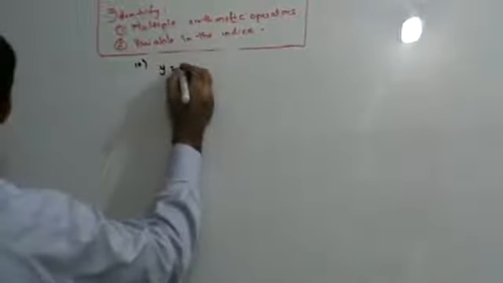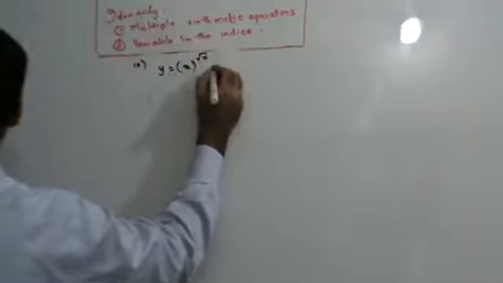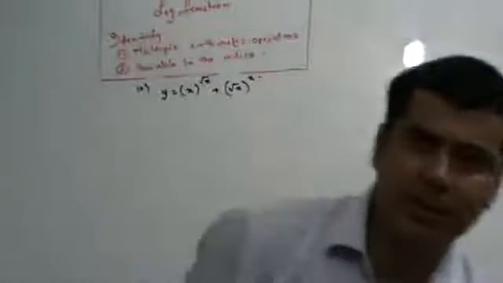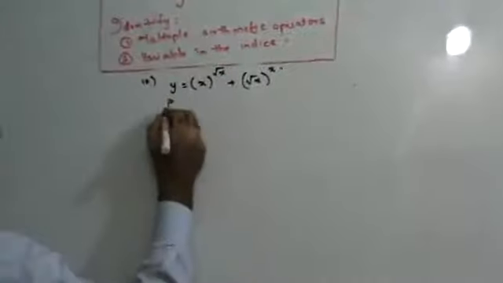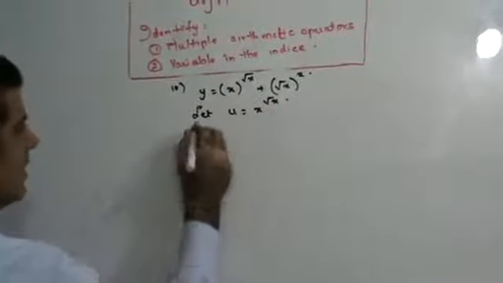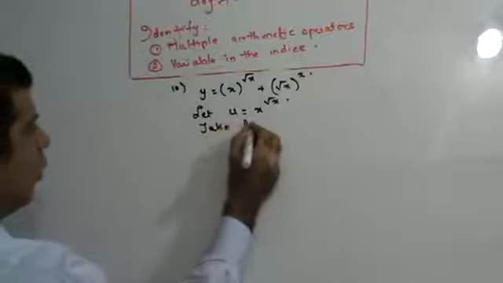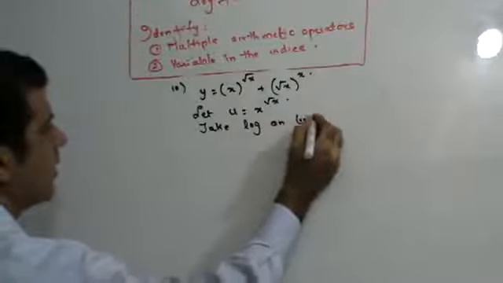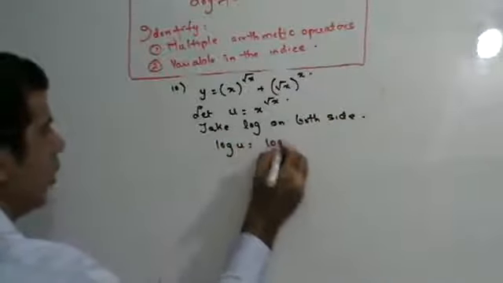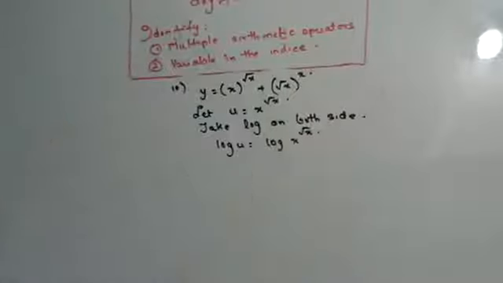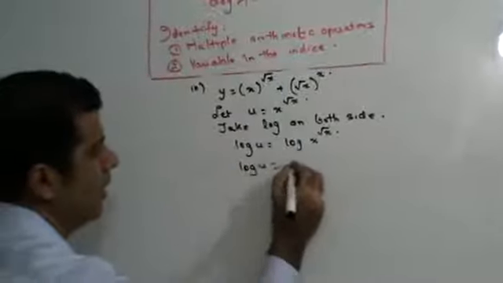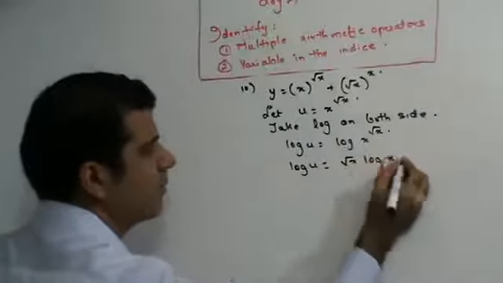Y is equal to x raised to root x plus root x raised to x. You have a variable in the index through and through. You will say let u be equal to x raised to root x. Since there is a variable in the index, you will say take log on both sides. If I take log on both sides, I will get log u is log of x raised to root x, right? So you could say log u is root x log x.